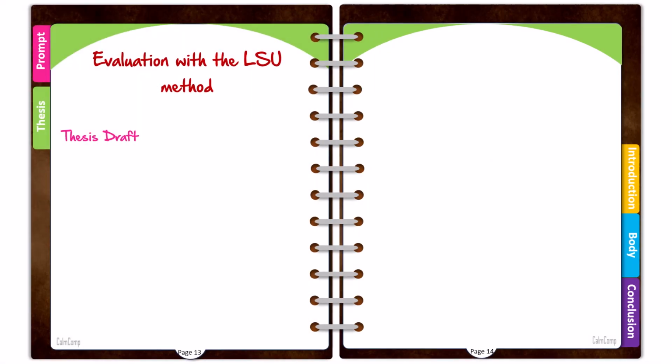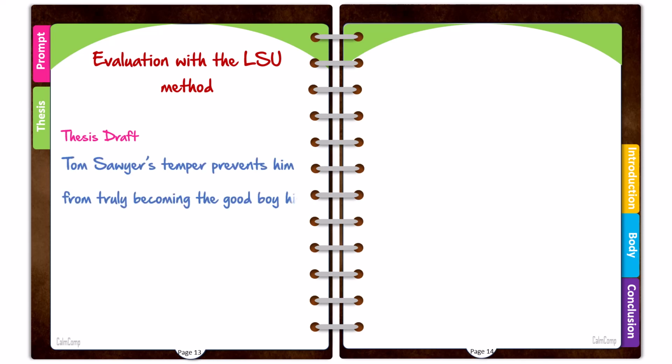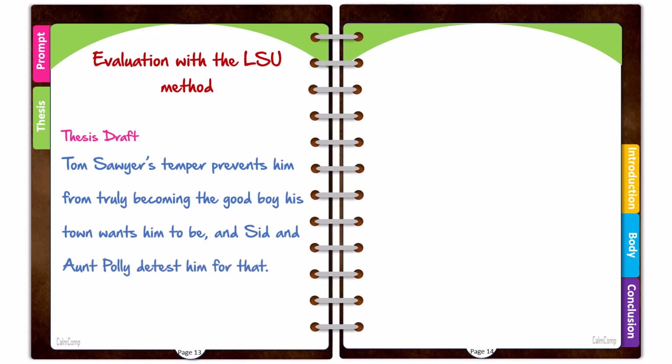Now, let's revisit Sam's thesis draft from the beginning of the video. Let's read it and see what she wants to talk about. Tom Sawyer's temper prevents him from truly becoming the good boy that his town wants him to be, and Sid and Aunt Polly detest him for that. This thesis is focusing on Tom's temper, his struggle to be a good boy, and his community's disappointment. Let's separate this thesis into 3 parts as we just practiced, and analyze those parts with the LSU method.